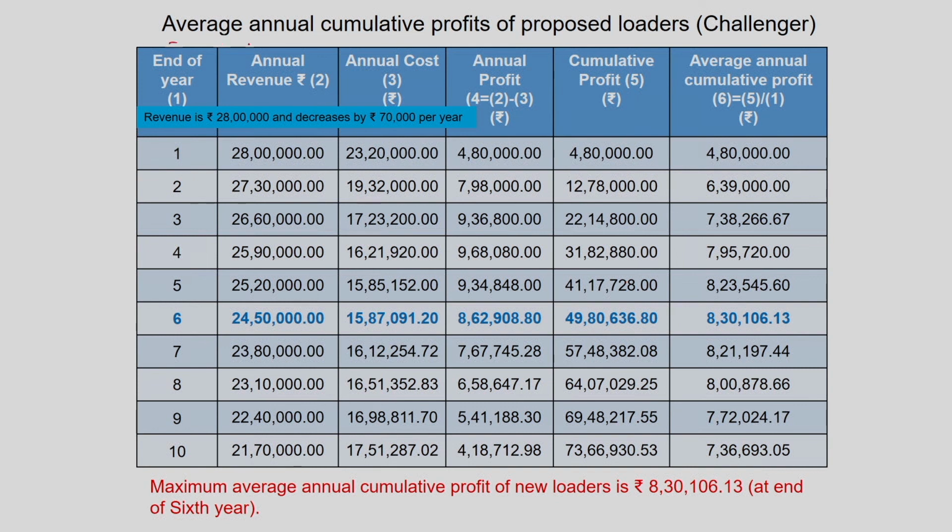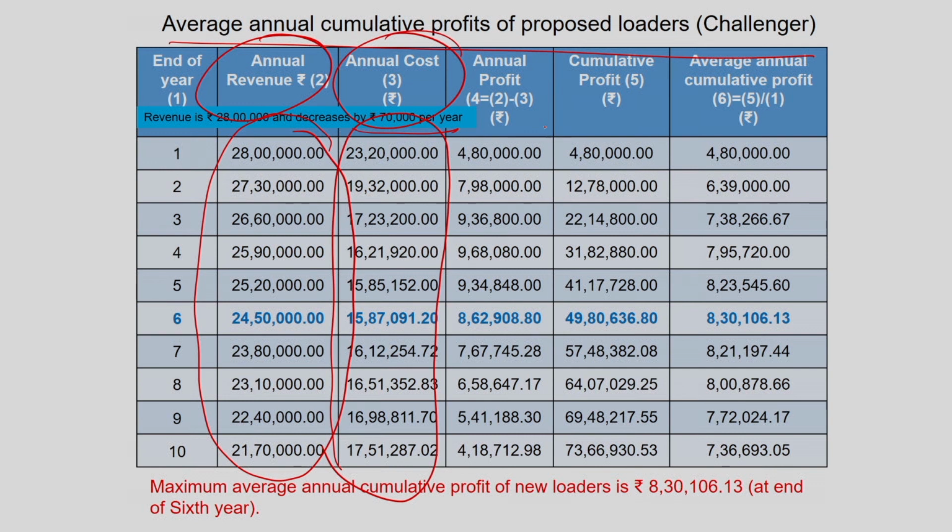Now, let us calculate the average annual cumulative profit for the proposed loader, that is the Challenger. The revenue is the same, so the same way you are going to calculate the revenue. Every year the revenue is decreasing by 70,000 per year. The annual cost is already calculated for the proposed loader, and from the previous table you can take these values. Now, your profit is nothing but your revenue minus cost, column 2 minus column 3, that is going to give you the profit. The same way you can calculate, and then you find the cumulative profit.